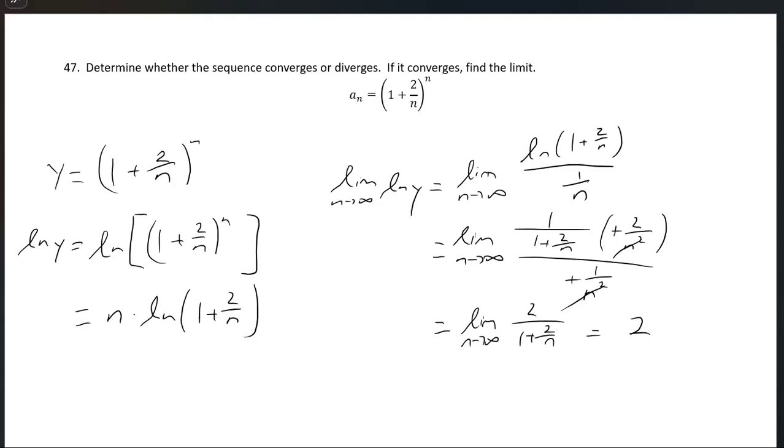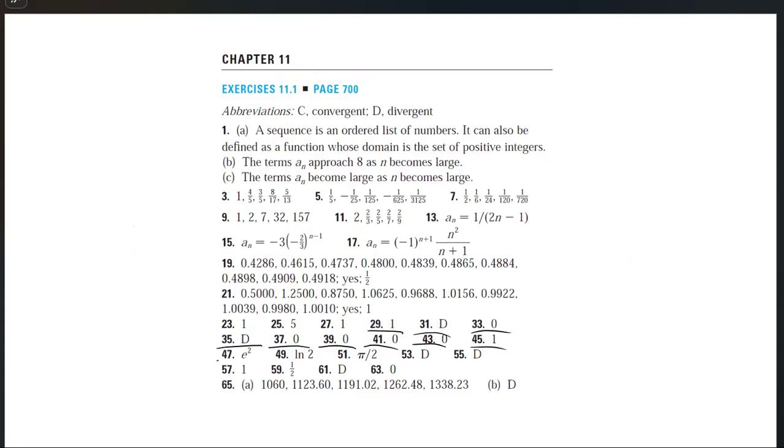We're not done yet because this is the limit for ln of y. We want the limit of y. So limit as n approaches infinity of y, which is our a sub n, is what do we need to do? It's e squared. We've got to exponentiate because this was ln y. To get back to y, we exponentiate, giving e squared. That's the limit of this sequence. I believe I saw e squared. Yes. Okay.